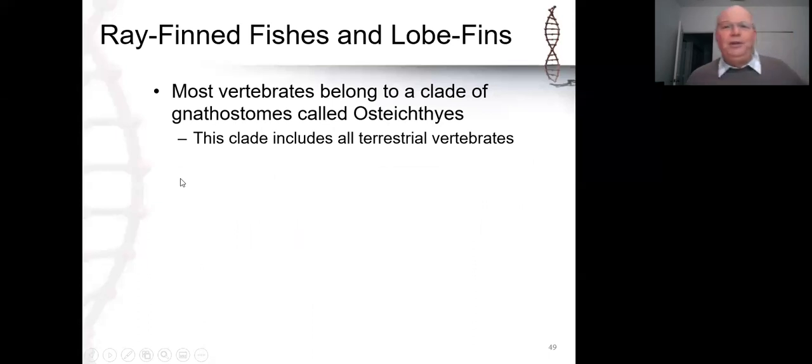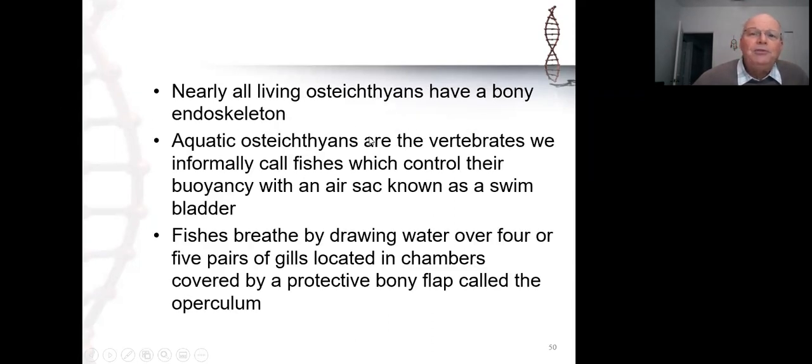In the case of bony fish, these are the osteichthyans or osteichthyes. Because terrestrial tetrapods are derived from a common ancestor with osteichthyes, all terrestrial vertebrates are included within this clade. So osteichthyes includes terrestrial vertebrates. If you take a look at all the osteichthyans, these are the bony fish. They have a mineralized internal skeleton.